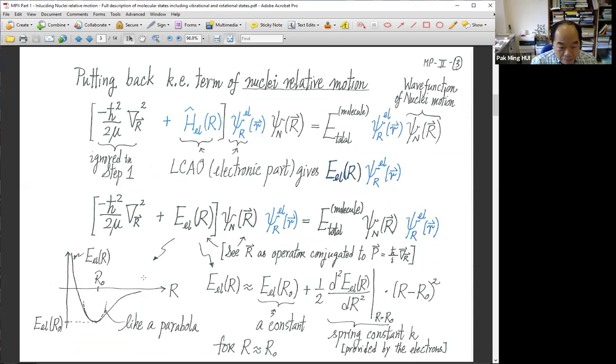In addition, the whole curve as a function of R is quite difficult to handle. To make life simpler for the nuclei to move in, we just look at the minimum, around the minimum here. Around the minimum, you see that it is like a parabola. Mathematically, you do the Taylor expansion, you pick up this constant, a number at the minimum, then the first order Taylor expansion is 0 because it is a minimum. The first derivative is 0.